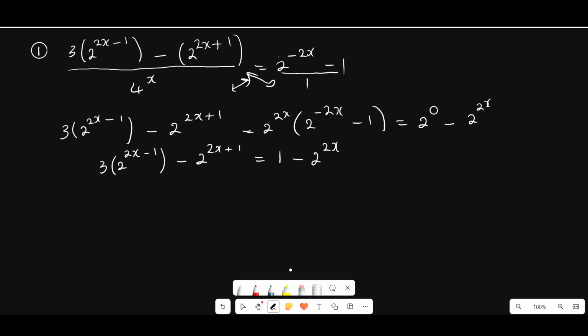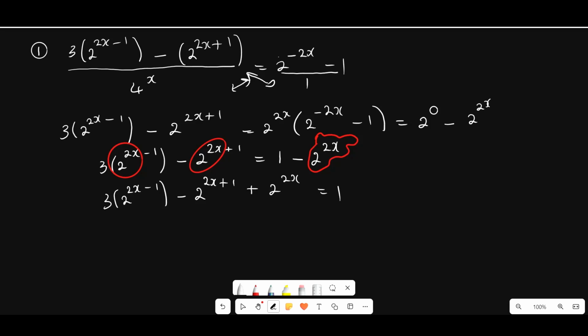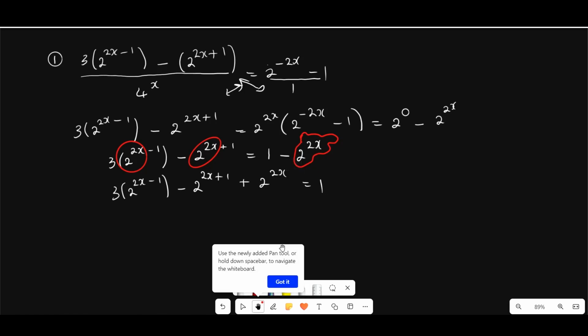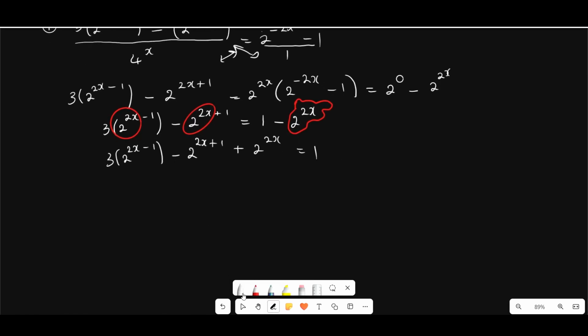Now what I'm going to do is, on the left hand side I have these 2 common things here, which is also common with this one here. So I want to transpose this to the left hand side. So I'm going to have 3 and then 2x minus 1 minus 2x plus 1, and then transposing that, it will be a positive 2x, which is the same as 1 in that case, which is equal to 1. Okay, got it. Moving on to the next step.